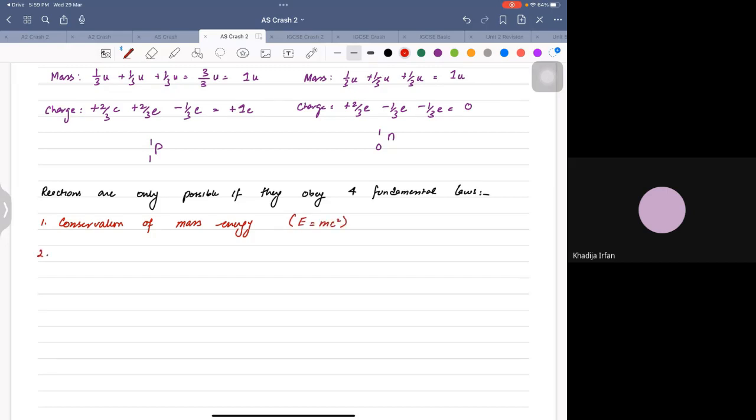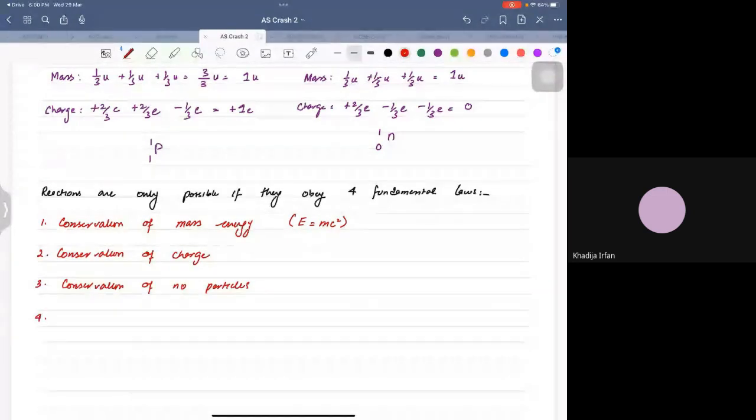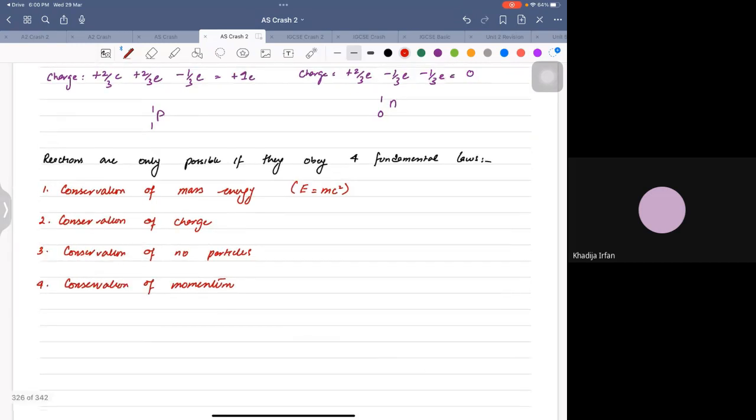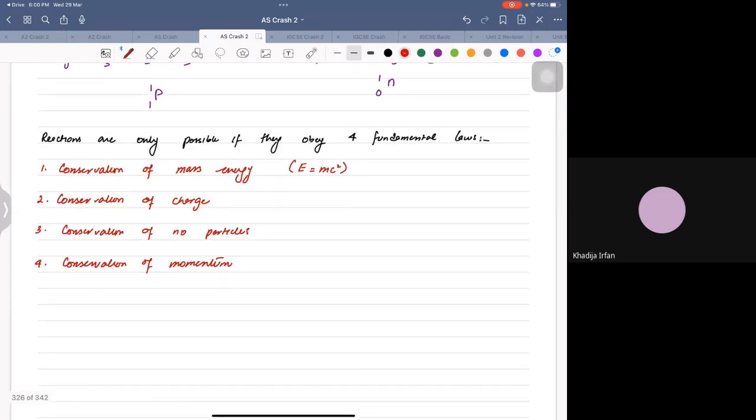The second law that must be followed is conservation of charge. So total charge before and after the equation should be the same. Third is conservation of number of particles. So the total number of particles before and after should be the same. You cannot just lose a particle. And obviously the conservation of momentum. So these four laws must be obeyed in any equation, and if they are not obeyed in a certain equation, that means that equation will not be correct or that cannot be possible. Okay, so you can write this, and then we have to do two equations, and then our syllabus will be finished.